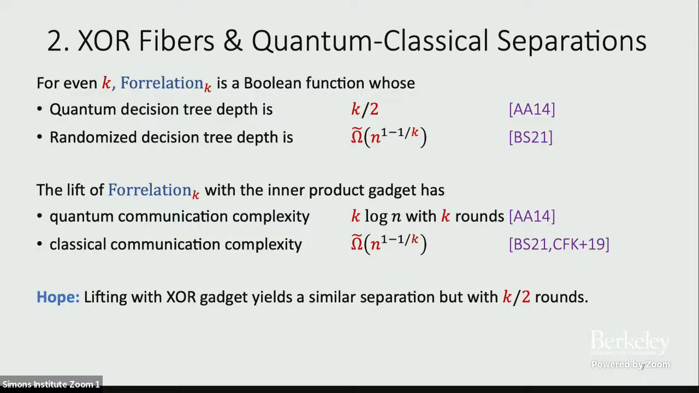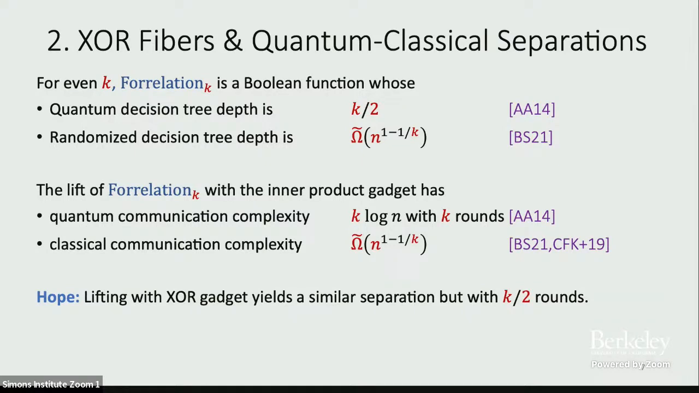We suspect that the separation is not optimal, and that's really because you're using the inner product gadget. The hope is that if you lift this correlation problem with the XOR gadget, you will get a similar separation quantitatively, but the quantum protocol will require only half as many rounds. One example of this is the case k equals 2, where this previous result only gives you a separation between two-way quantum protocols and classical protocols. One can ask, can you get a separation between one-way quantum protocols and classical protocols with the same kind of quantitative gap? The hope is that if you lift with the XOR gadget, you will get such a separation. Indeed, the XOR gadget is much simpler than the inner product gadget.